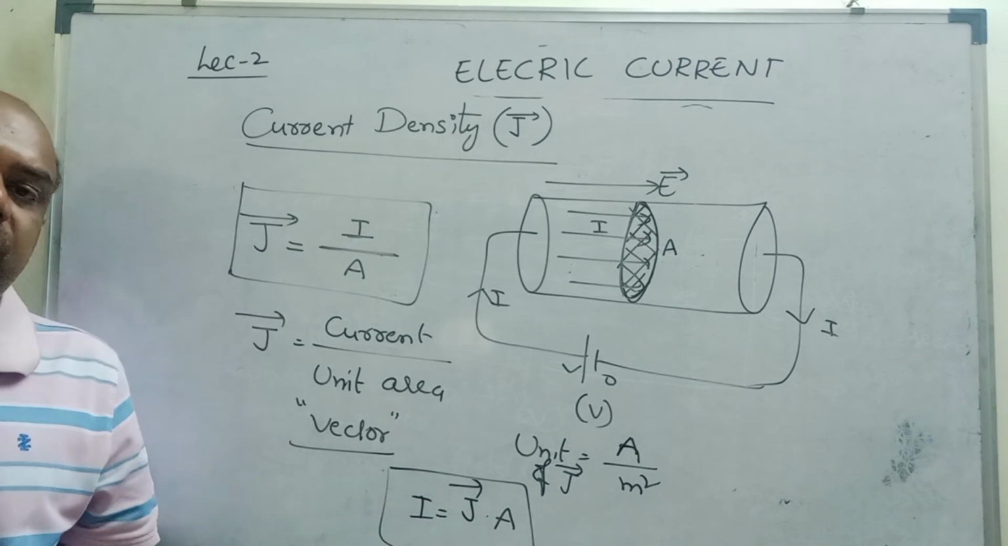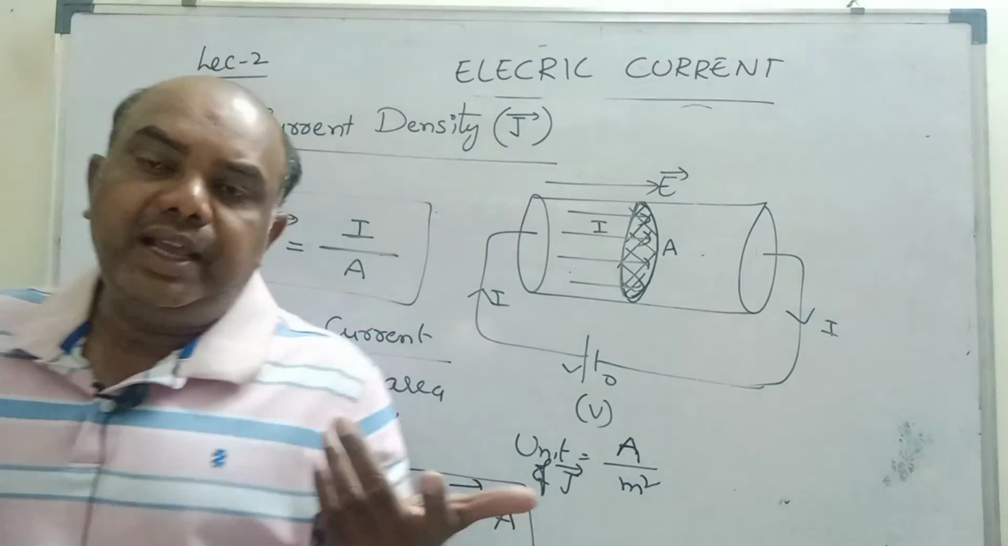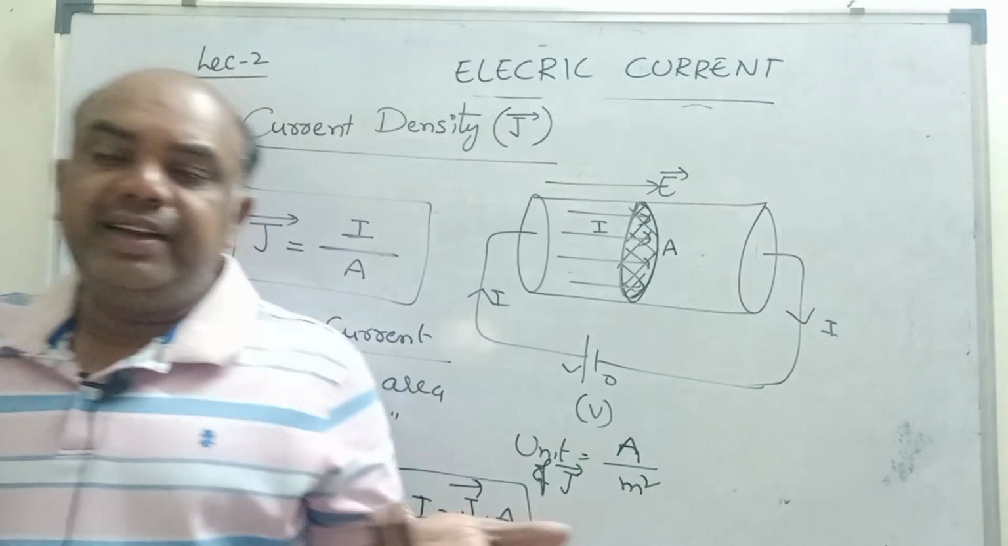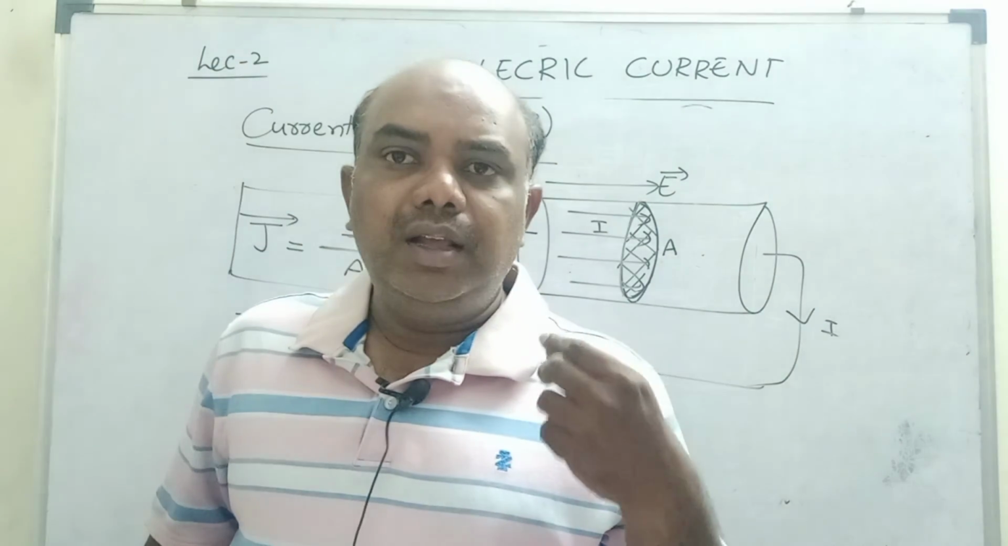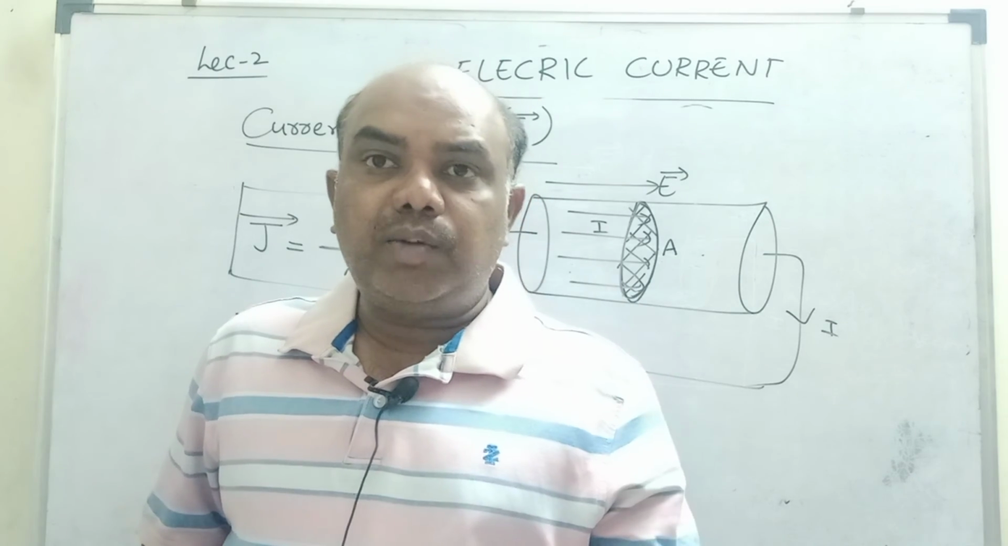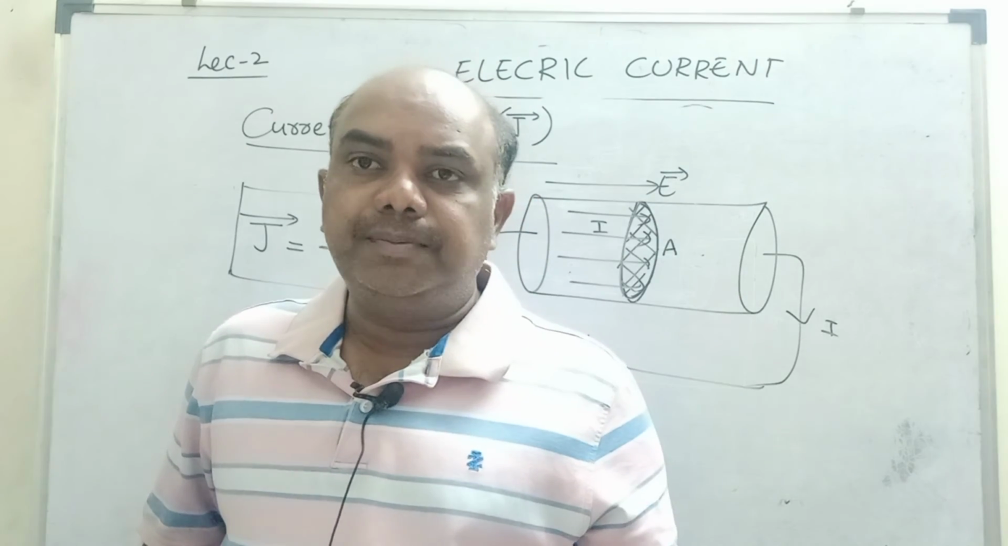This is in the form of vector form. I is equal to J bar into A. J bar is nothing but current density. Current density is current per unit area. Current is a scalar quantity. Current density is a vector quantity.